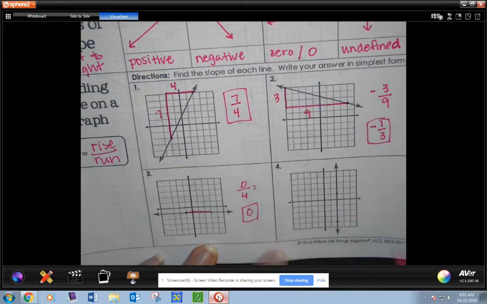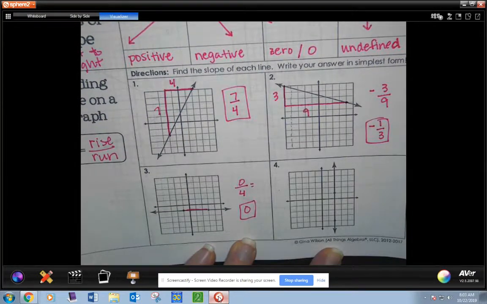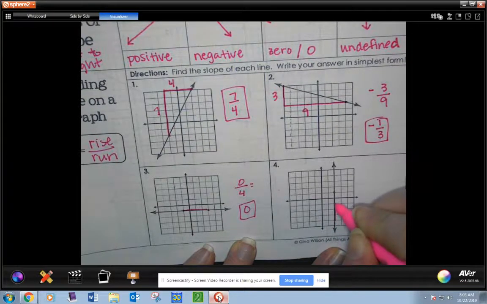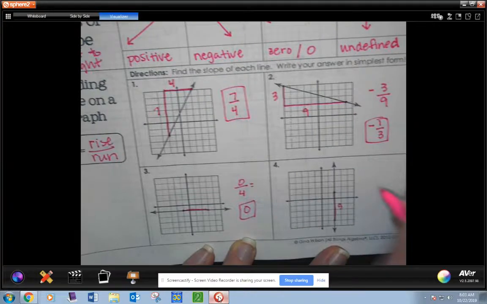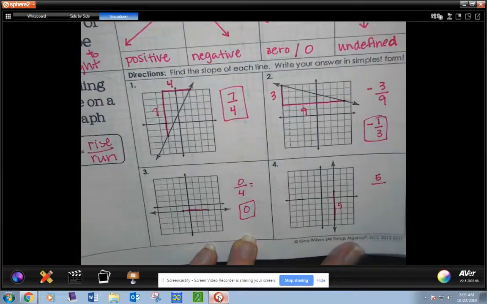Okay, for this example, and then you're going to just flip to the back and try some on your own, and then we'll check them. Okay, does this graph rise any? Yeah. How many did it rise? 5. Okay. So I rose 5. Did I run any? No.